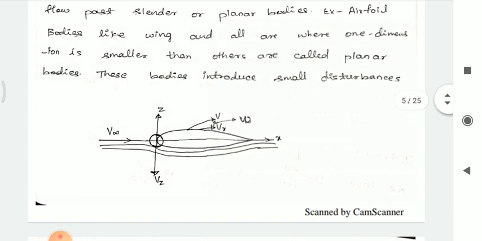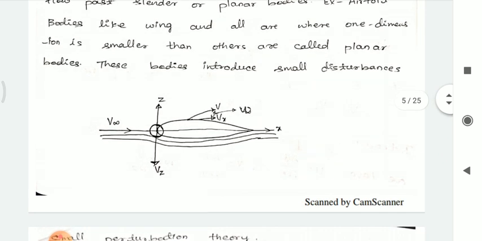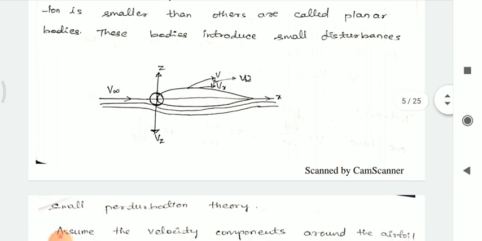And also this type of planar bodies or slender bodies will have disturbances in their flow velocities, and these small disturbances are called perturbations.